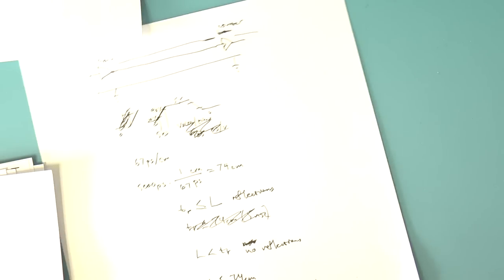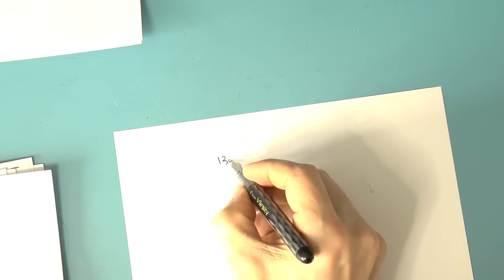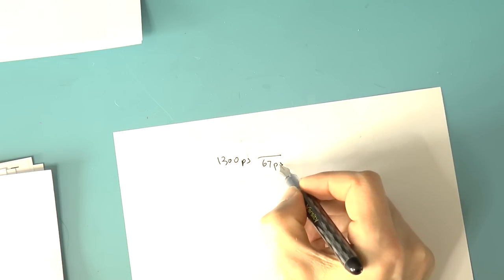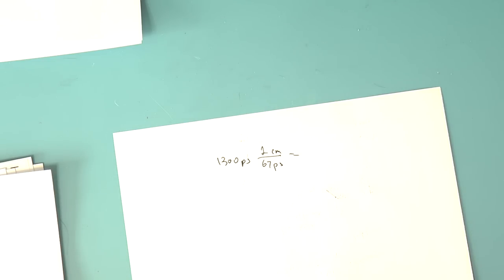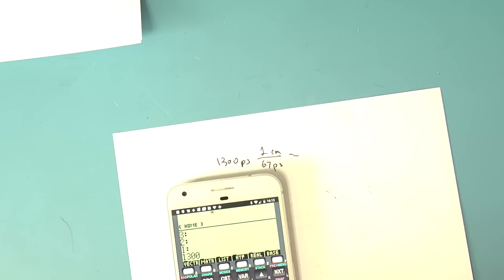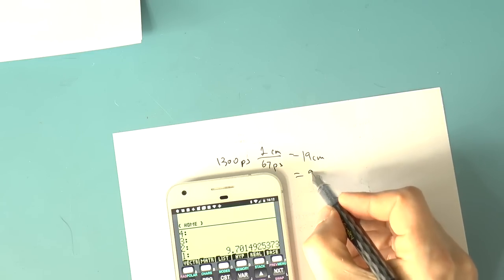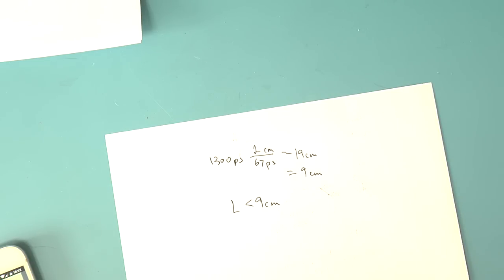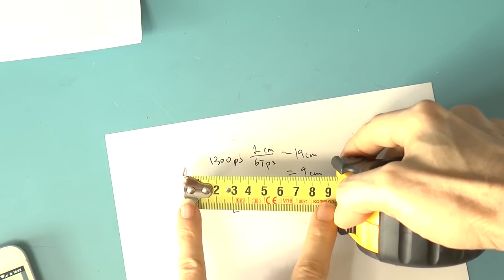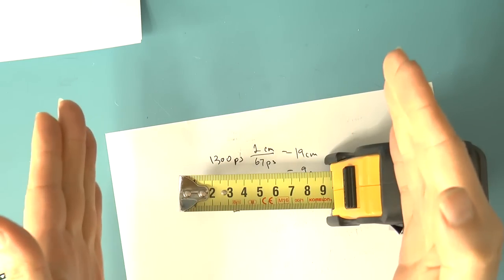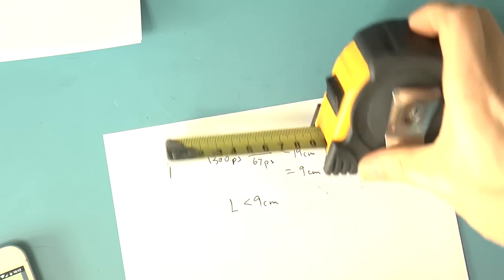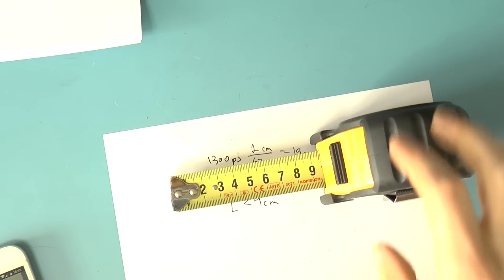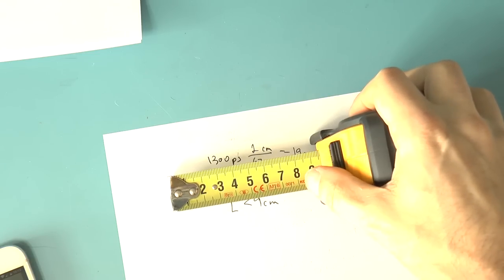So what is 1.3 nanoseconds in terms of length? Well, 1300 picoseconds at 67 picoseconds per centimeter, so 1300 divided by 67 is 19 centimeters, and half that is about 9 centimeters. So that's the crosstalk. My lengths have to be less than 9 centimeters. That's not a whole lot. There's 9 centimeters right there. If I have a bus that's, say, that big, that's certainly going to be bigger than 9 centimeters. So I'm going to have to worry about crosstalk and reflection. And in order to solve that, I need to use termination.